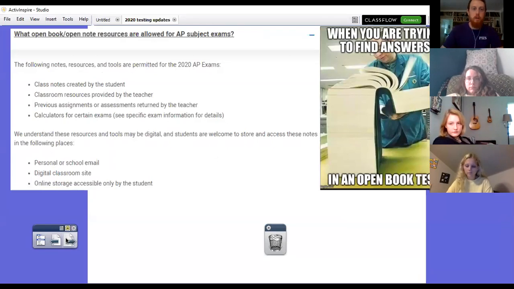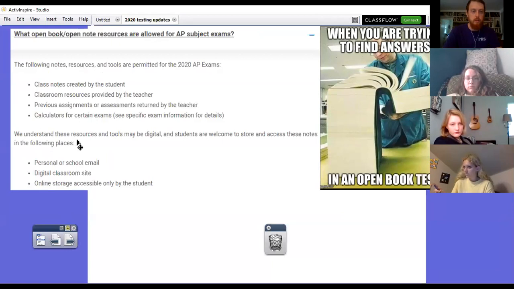What open book, open note resources do you get to use for the AP test? Class notes that you made, classroom resources provided by your teacher, Mr. Schnitzius, old assignments or assessments, and calculators for certain exams. We'll have more information about the calculators later on.